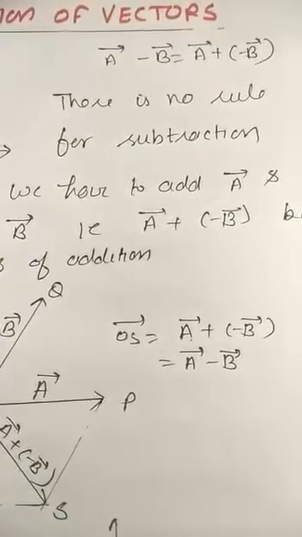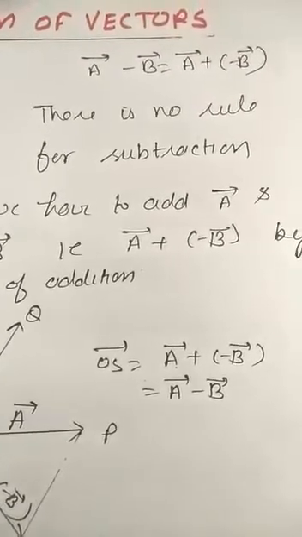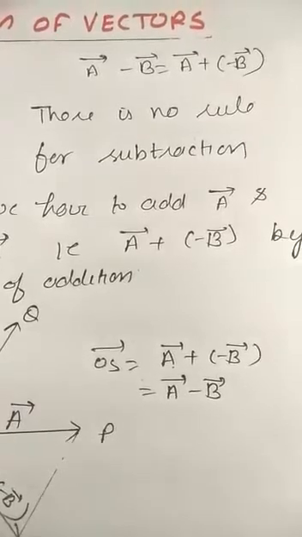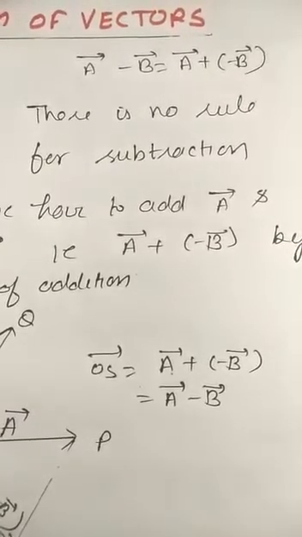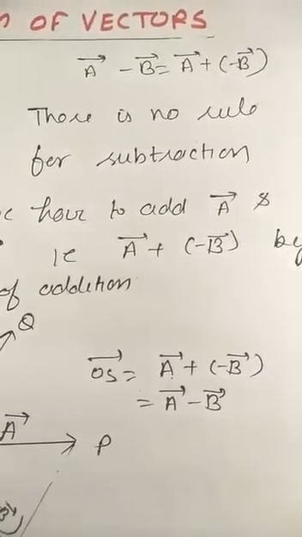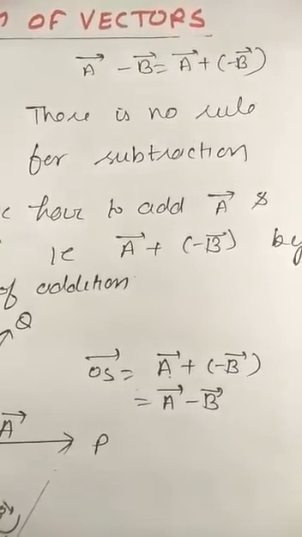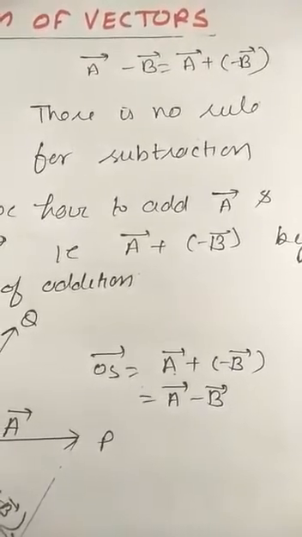Means if we have to subtract vector b from vector a, it means we have to add the negative of vector b to vector a, as it is written here: vector a minus vector b equals vector a plus minus of vector b. Means we have to add the negative of b to vector a.